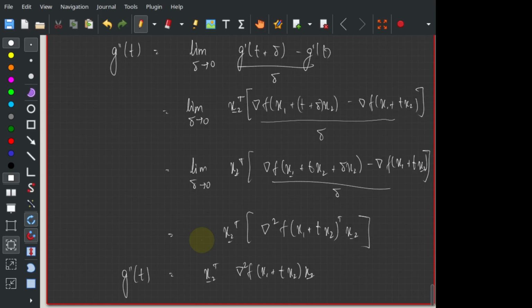So suppose that the Hessian is positive semi-definite. Then what can you say about g double prime of t? It's always greater than or equal to 0, right? Because x transpose Hessian x should be greater than or equal to 0 because the Hessian is a positive semi-definite matrix. Okay, so that proves one way. Now, if g double prime of t is greater than or equal to 0 for all t and for all x1, x2, then it means that x2 transpose the Hessian times x2 is always greater than or equal to 0 for all x2, which means that the Hessian should be positive semi-definite.